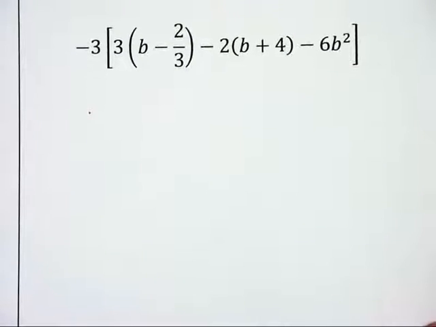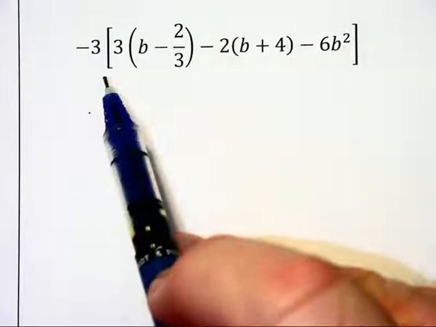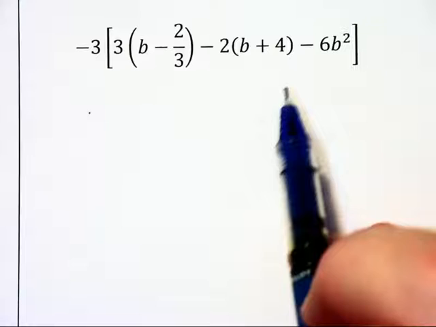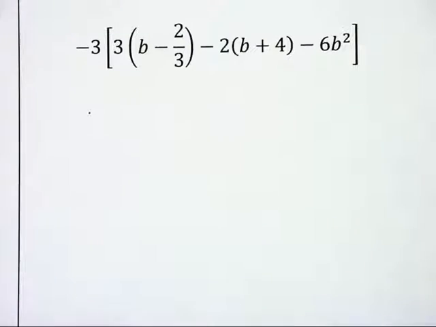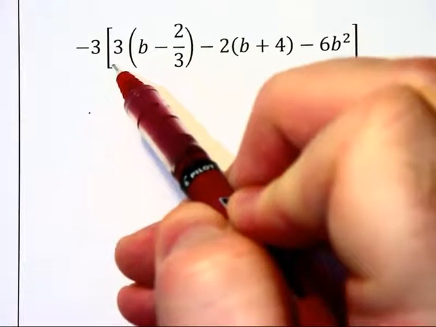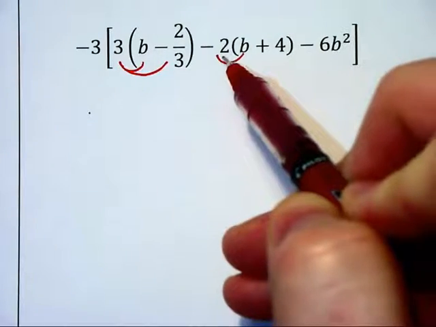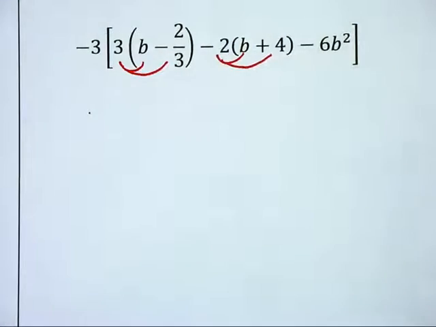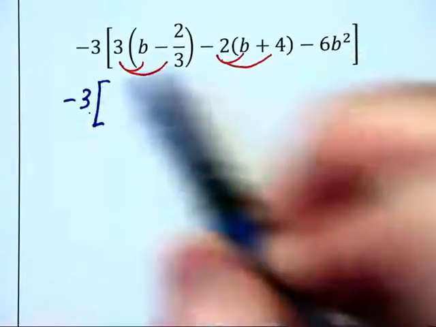Then it can get really messy when you've got lots of parentheses and brackets. Know that a square bracket is the same as a parentheses. We just don't like to have a mix-up between parentheses and brackets, so we like to alternate with them. We are going to work inside those brackets and distribute the 3 first and then distribute the -2 next. So I'm going to leave the -3 out front alone, keep the bracket.